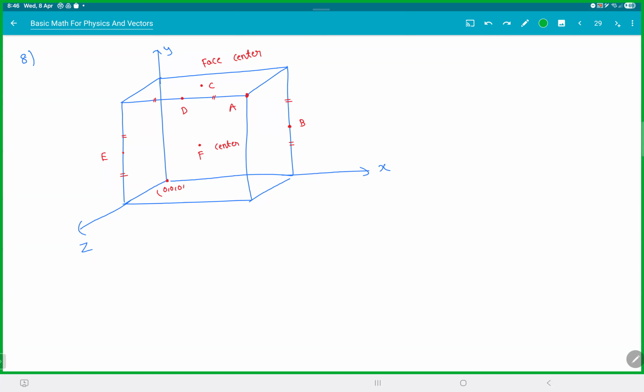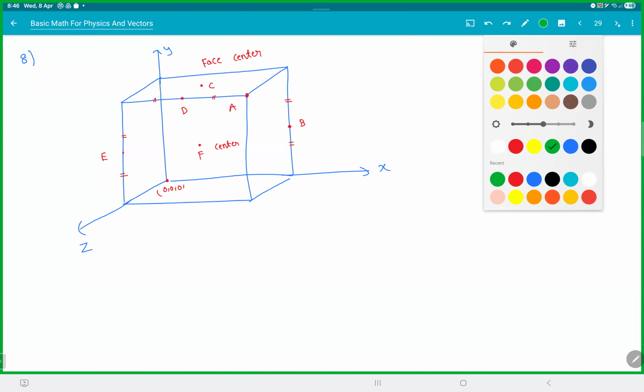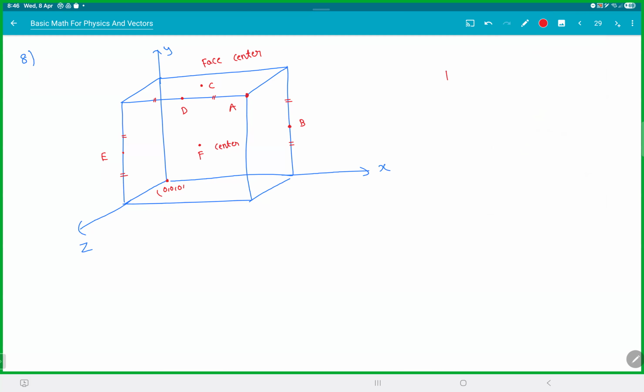The position of D is on this side, the center. F is the center of the cube, right? F is the center of the cube. Okay, let's see how to do this.